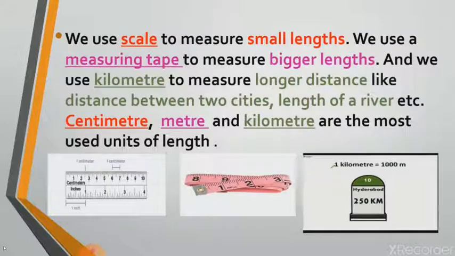We use scale to measure small lengths. We use a measuring tape to measure bigger lengths, and we use kilometer to measure longer distance like distance between two cities, length of a river, etc. Centimeter, meter and kilometer are the most used unit of length. In short, we write meter as m, centimeter as cm and kilometer as km.